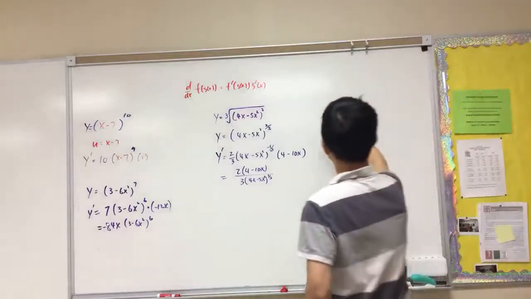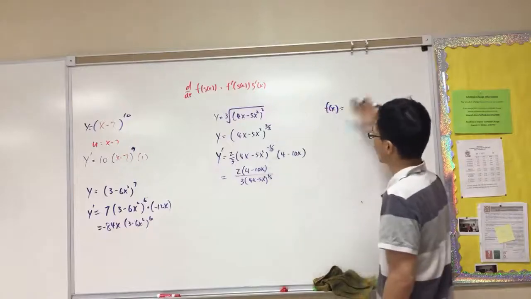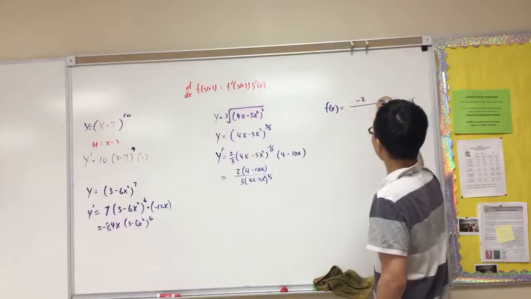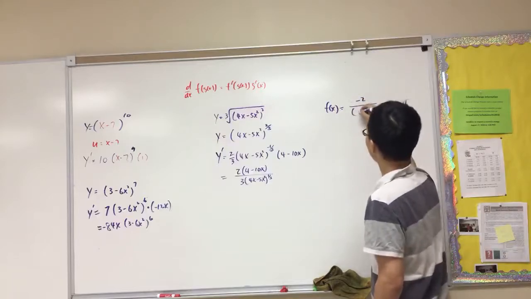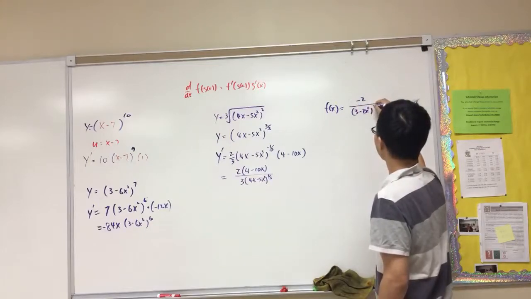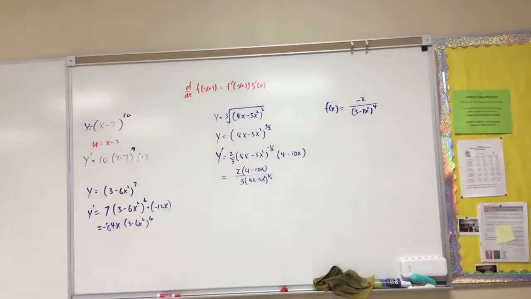How about this one? Now I start with f of x instead of y, so what do you think the derivative is going to be? Let's just start with -2 over 3 minus 2x squared to the 4th power. For that one, you don't want to multiply it out. Factored form is the best, and this is our factored form already.